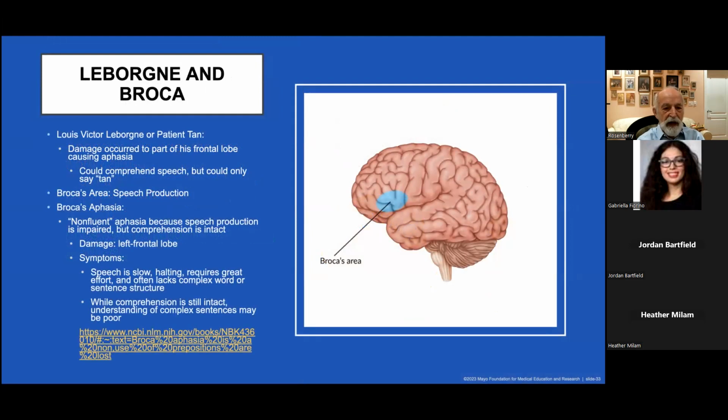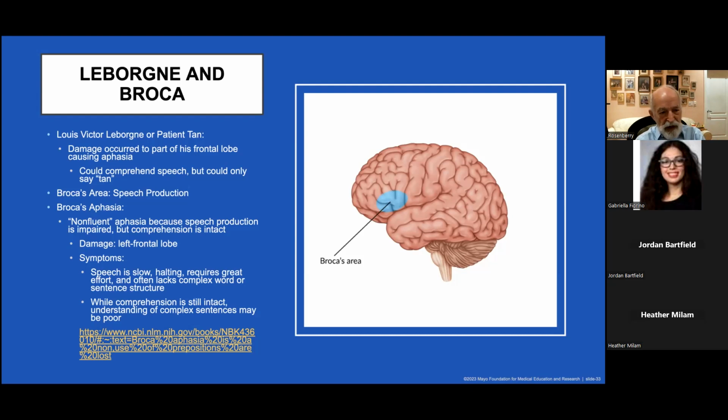We're going to talk about two small areas of the brain here, just as examples. The Broca form and the Wernicke form. In the Broca form, all the patient could say was one word, tan, and damage occurred to part of the frontal lobe causing aphasia.